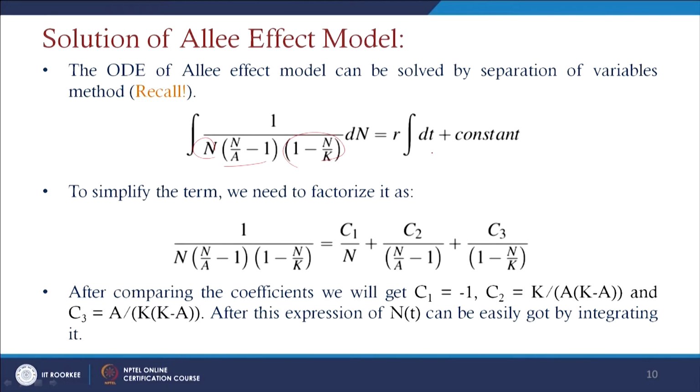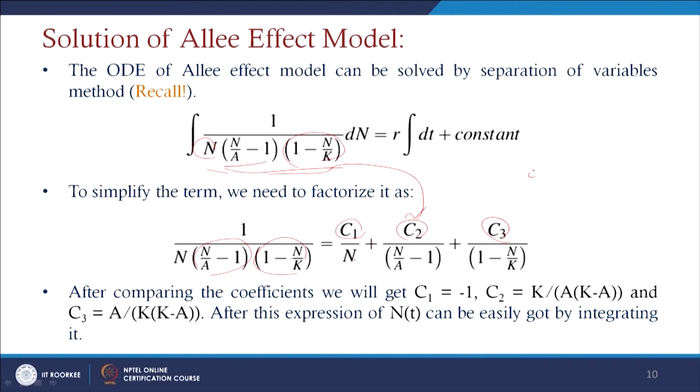And since these are all nonlinear terms, we can factorize this one, 1/(n (n/a - 1)(1 - n/k)), which can be written, since three n factors are there, as C1/n plus C2/(n/a - 1) plus C3/(1 - n/k). And if you compare both the sides, then we can find C1, C2 and C3. This means that this denominator part will remain the same.